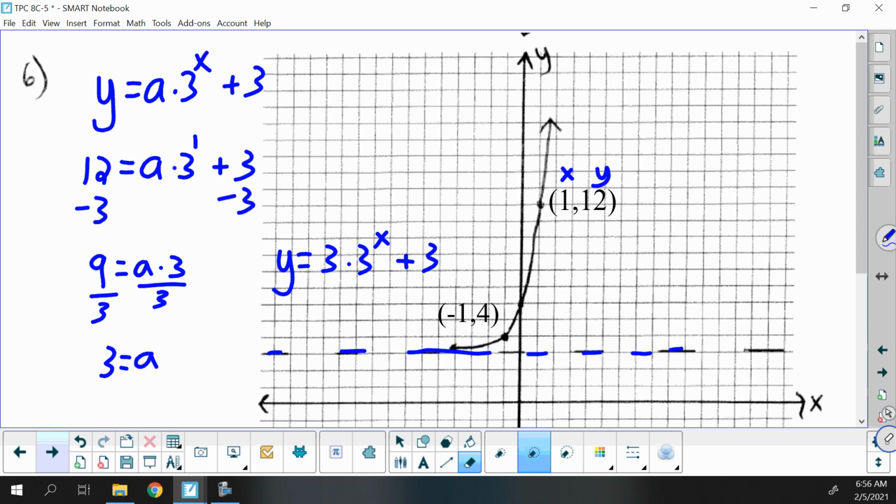If we had to tell our transformations, we would either say for the 3 out front, multiply y's by 3, or a vertical stretch by a factor of 3. And the plus 3 on the end is a shift up 3.